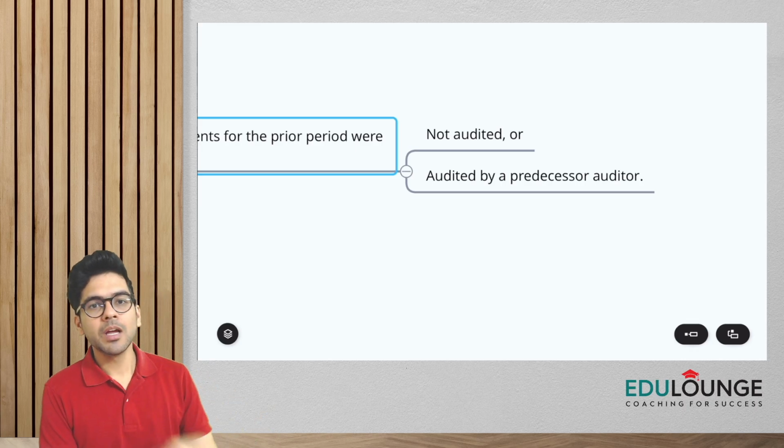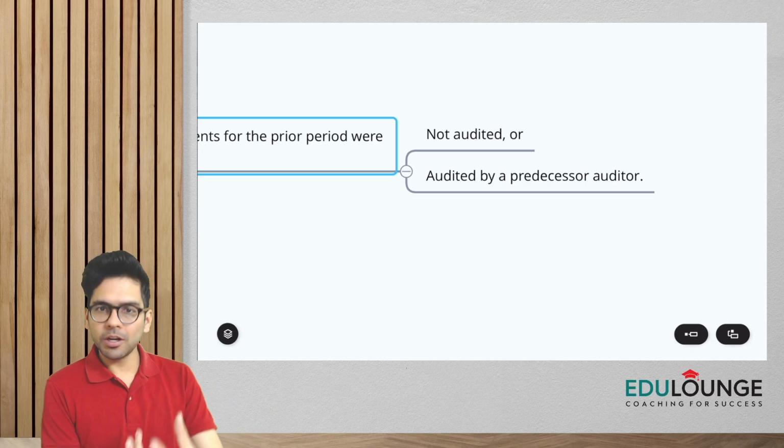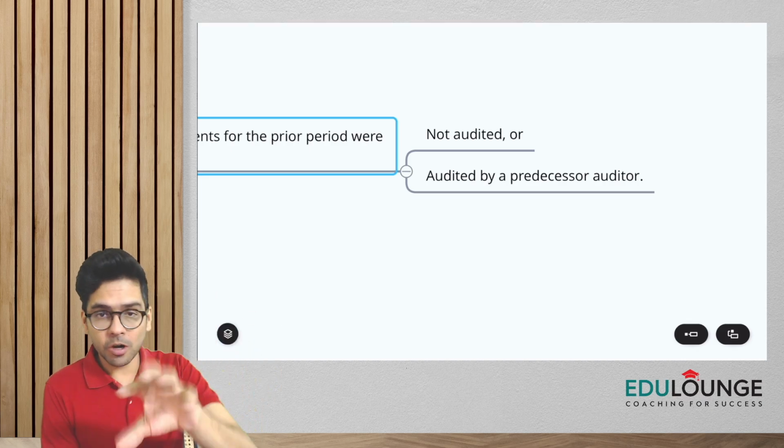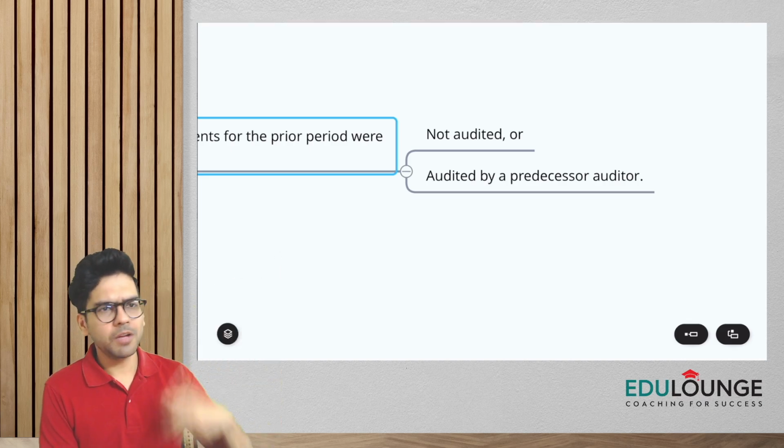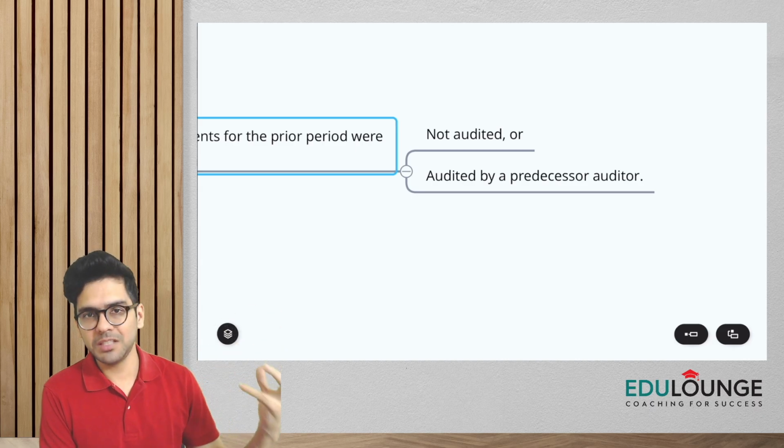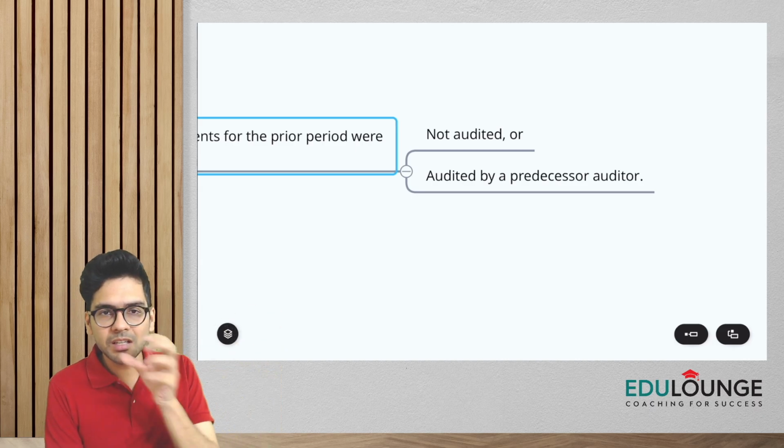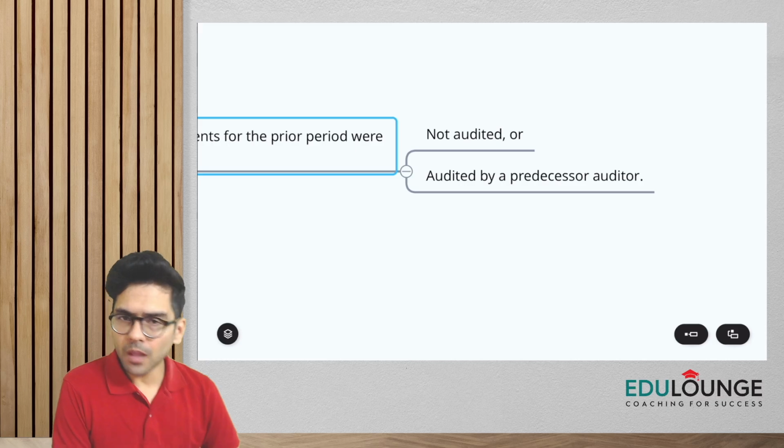Again, I'm repeating this. What is initial audit engagement? I have got an audit, I have accepted your audit. But let's say in your company last year there was no audit, or if there was an audit, it was done by some other CA firm. So for me this year, it's going to be an initial audit engagement.